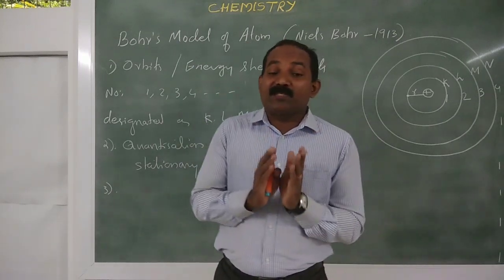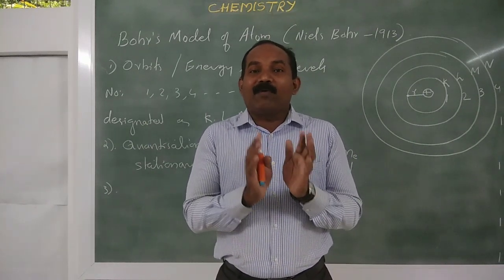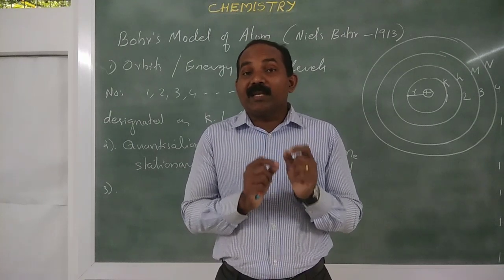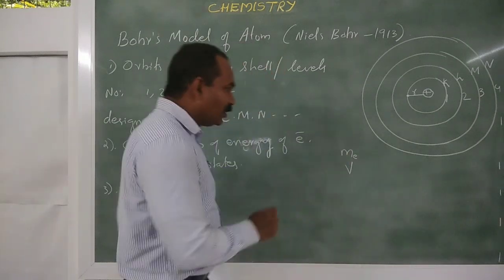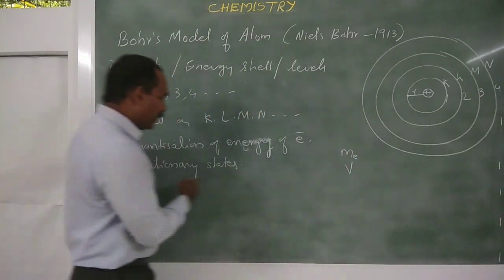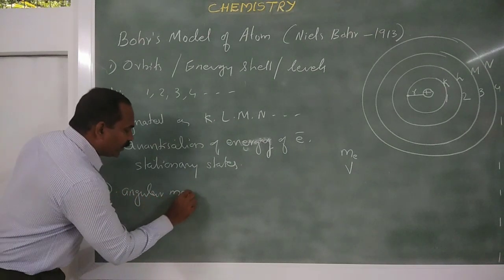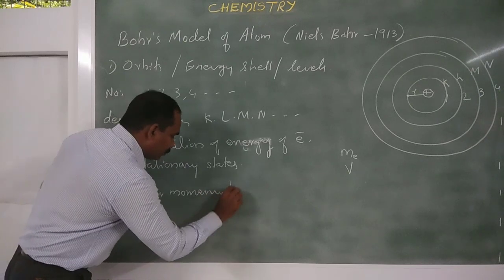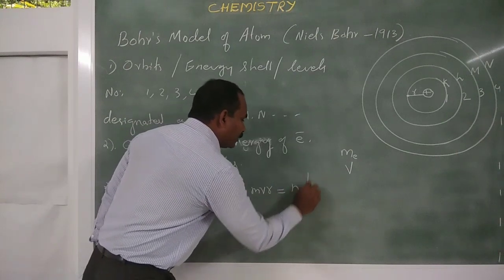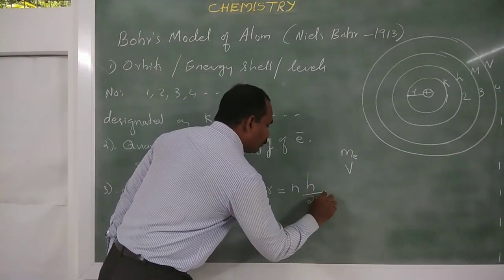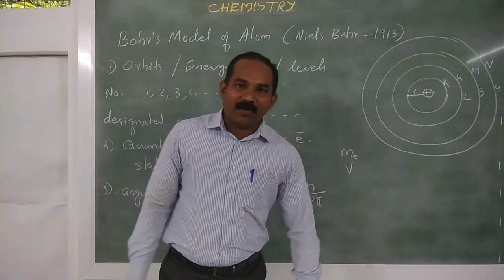Only those orbits are permitted in which the angular momentum of the electron is an integral multiple of h by 2 pi. So, angular momentum, I write here, mvr is equal to nh by 2 pi. Okay, are you clear?